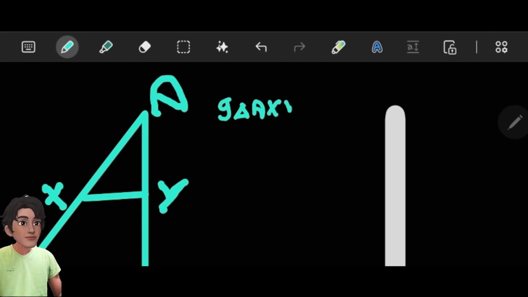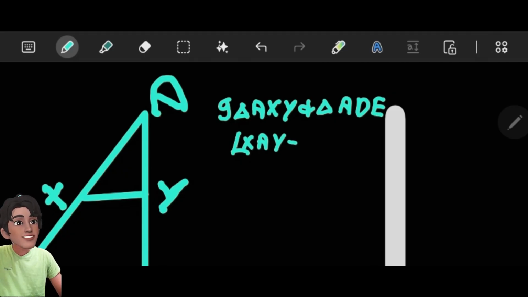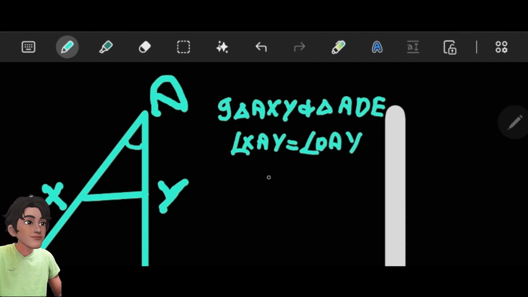Now, I'm taking triangle AXY and triangle ADE. In these two triangles, we know that XY is parallel to DE. Let's keep it aside for a moment, and we know that angle XAY is equal to angle DAE, as both triangles share the common angle here. This is the angle I'm talking about.